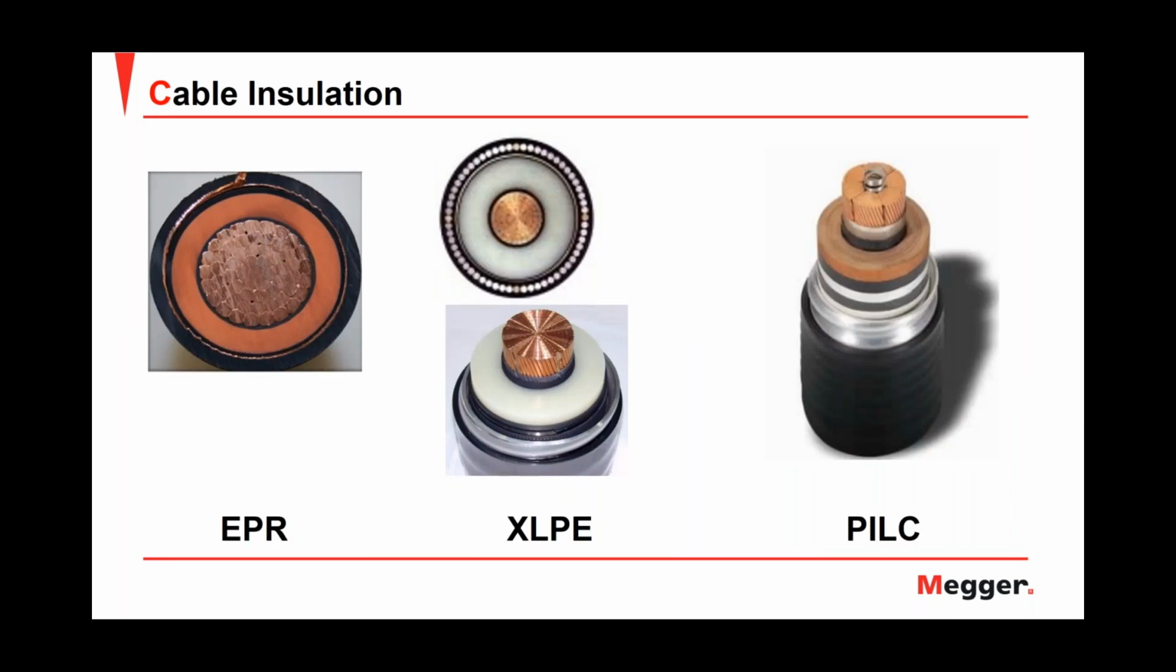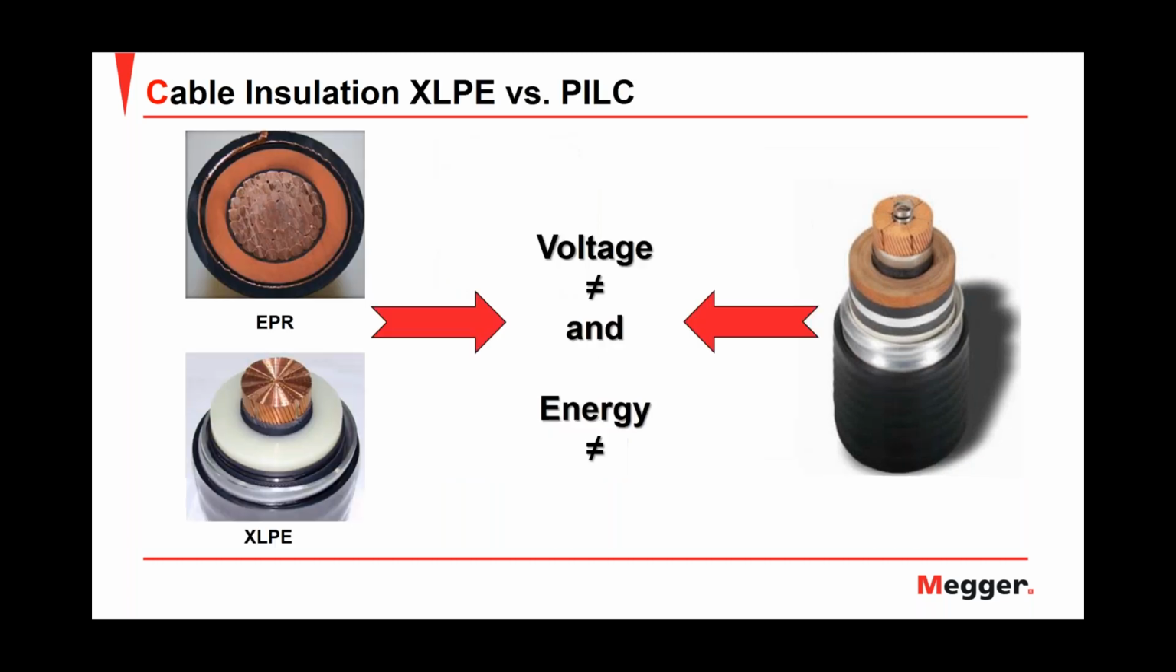So let's move on and talk a little bit about cable insulation. For medium voltage cables, the most common insulations are the solid dielectric insulations, also called plastic insulations, or more properly polymeric insulations. In this case, we have EPR and XLPE. And the other type of insulation is paper. We have paper insulated cables. From the perspective of fault location, the type of insulation makes a difference.